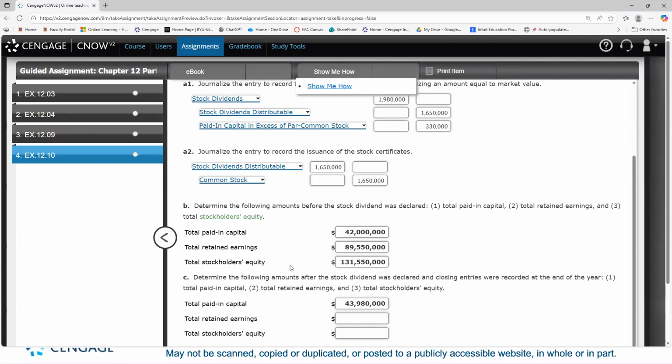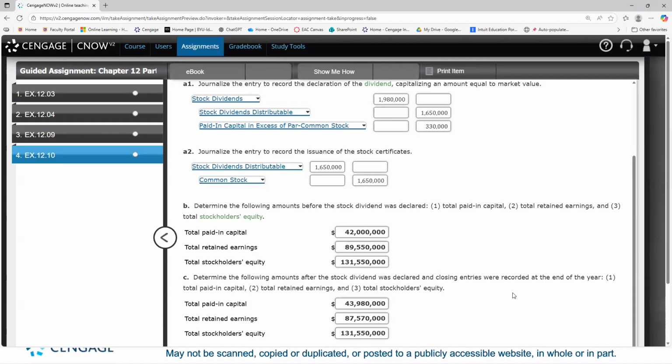Okay. So we're going to take what the retained earnings was before, which was 89,550,000. We're going to subtract the amount of the dividend we just paid, 1,650,000, and that's going to give us the value of our retained earnings after the stock dividend. Then if we add the two together, that'll give us our total stockholders' equity. And surprise, it's the same as it was before.